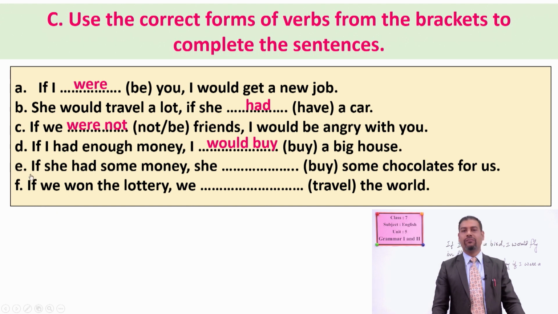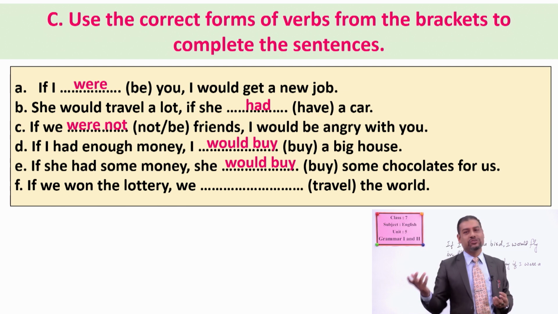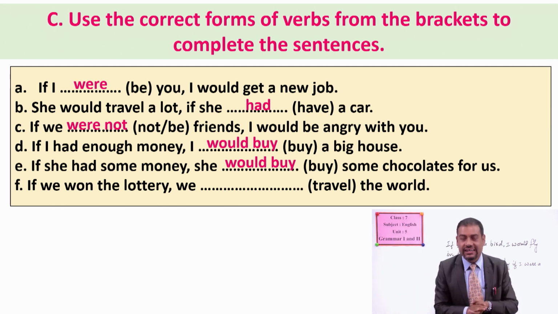Okay, now number E. If she had some money, she blank space buy some chocolates for us. Now again you have to look at this part. Here is had, and it is the simple past form of have, H-A-V-E. Now here you have to supply again would plus infinitive, and your answer should be, if she had some money, she would buy some chocolates for us, but she does not have money now. Okay, so it is also an imagination. If she had some money, then she could buy chocolates, but the reality is that she does not have money.